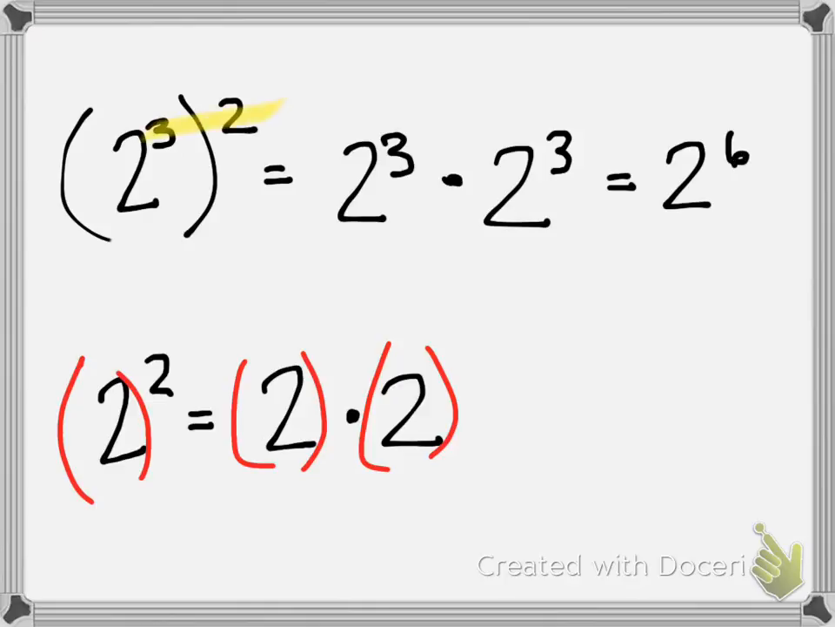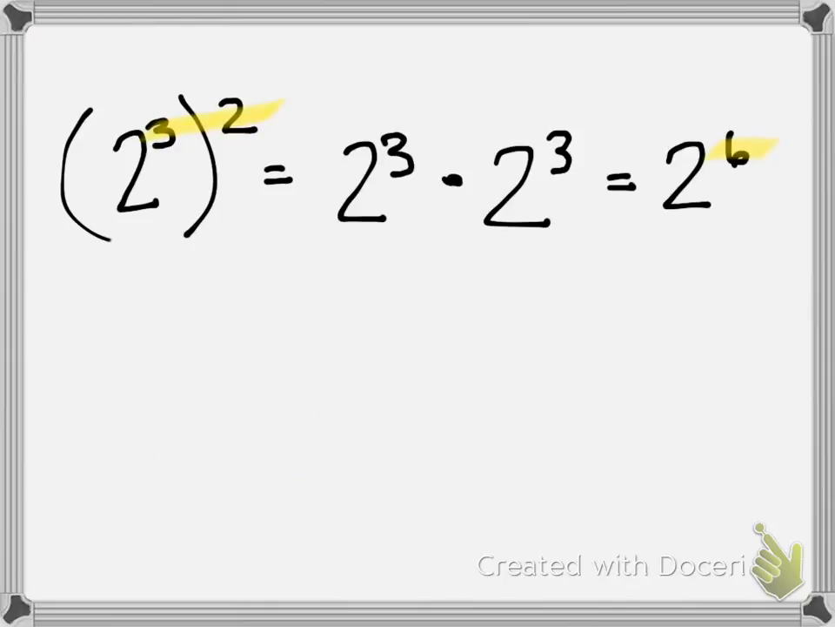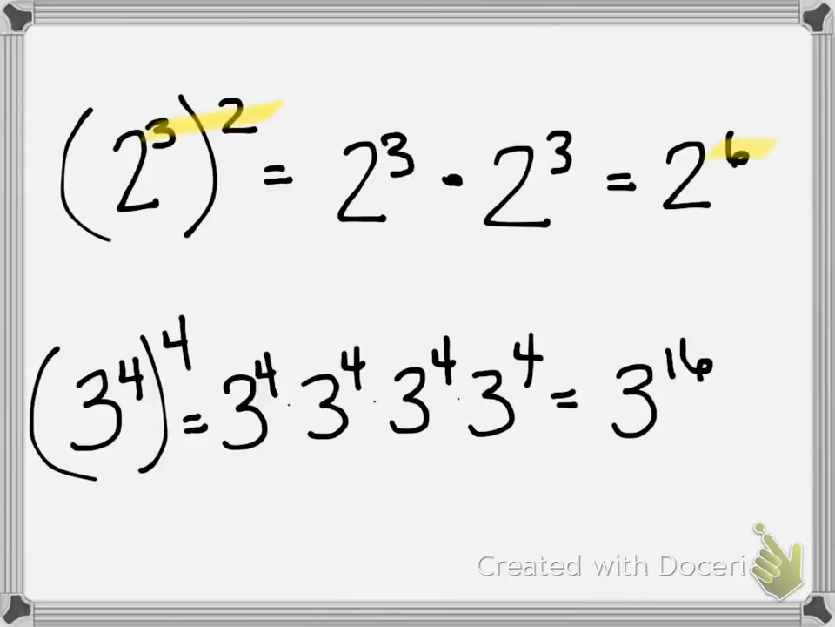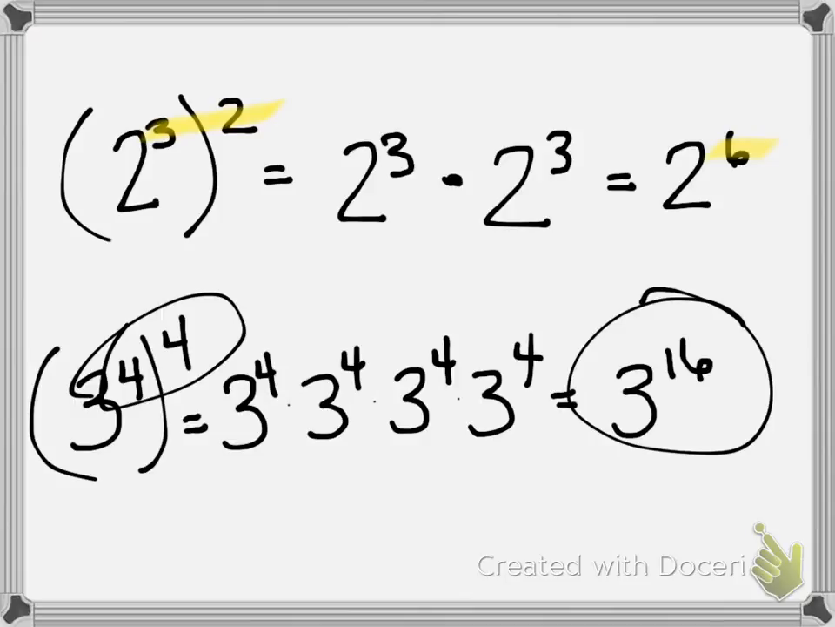So if you look at a pattern here, when you have an exponent on the outside of a parentheses, you're going to multiply that. 2 times 3 is 6. If you can't remember that rule, because we oftentimes get those confused, when do we add or when do we multiply, you can always expand something out. How about 3 to the 4th to the 4th power? Well, that's 3 to the 4th times 3 to the 4th times 3 to the 4th times 3 to the 4th. And when you add all those 4's up, it's 3 to the 16th power. 4 times 4 is 16.